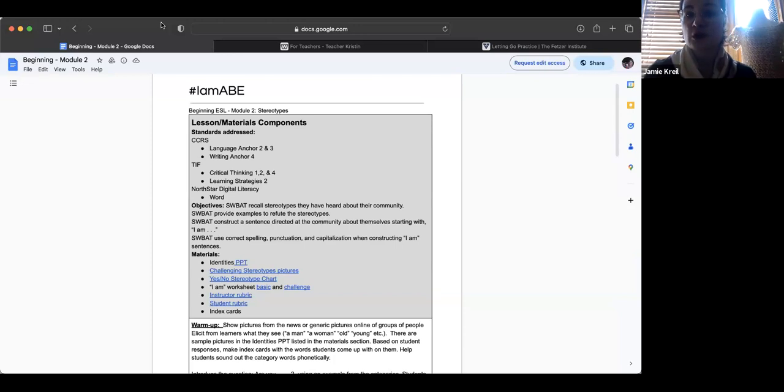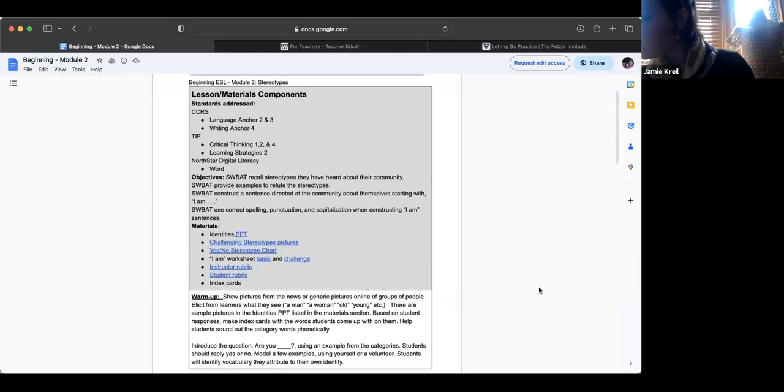So with that in mind, I'm going to walk you through this lesson. And by the way, this is our beginning level ESL lesson, and it's CASES 153 to about 200. So it's a pretty wide range. We have built-in flexibility for some higher level learners as well.